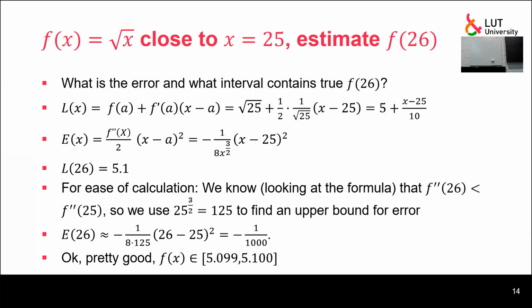So 25 to the power of 3 over 2 is 125. And that's higher than what the actual value would be. So we're going to put that, and it becomes a nice round number. So now the error must be smaller than 1 over 1,000. And thus we know that the true value of the function must be within the interval that has the upper bound of 5.1 and the lower bound of 5.099, which is 1,000th less.